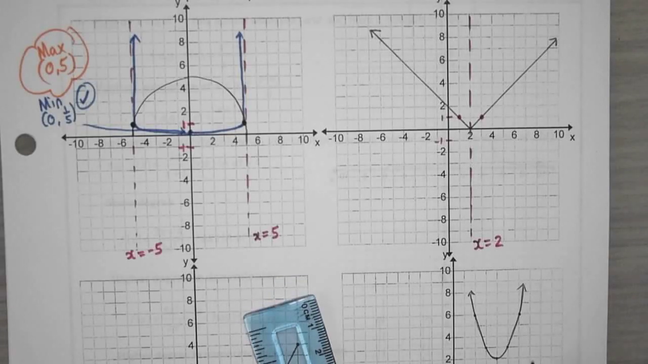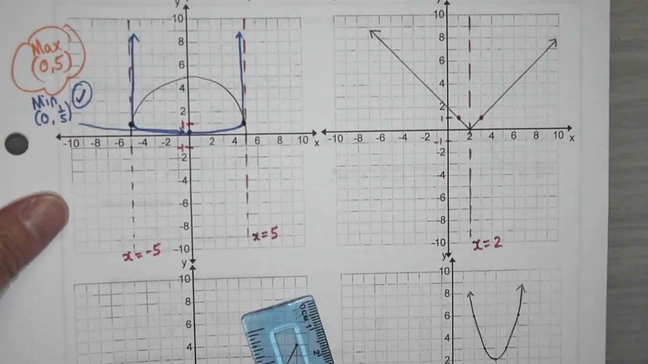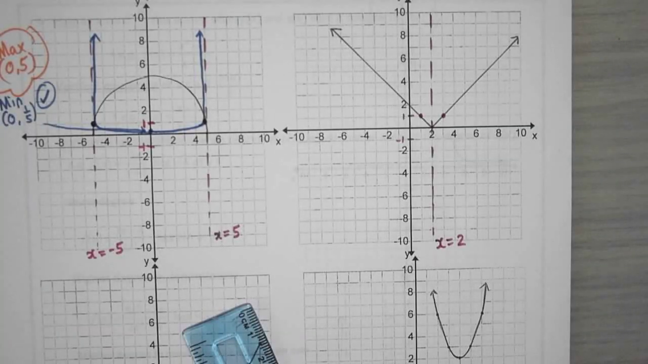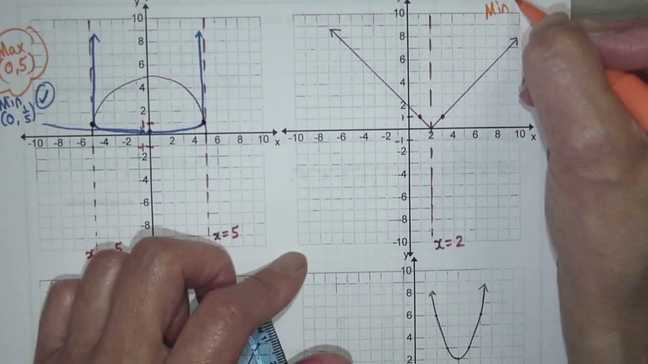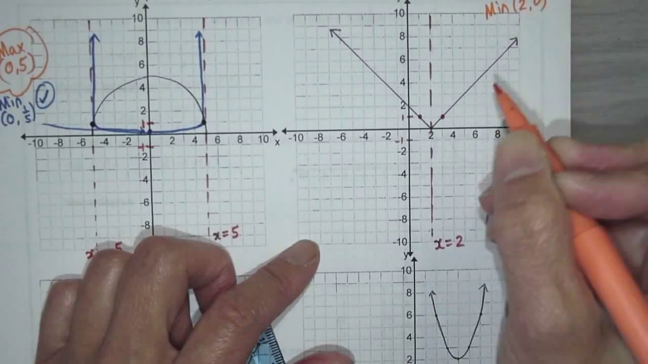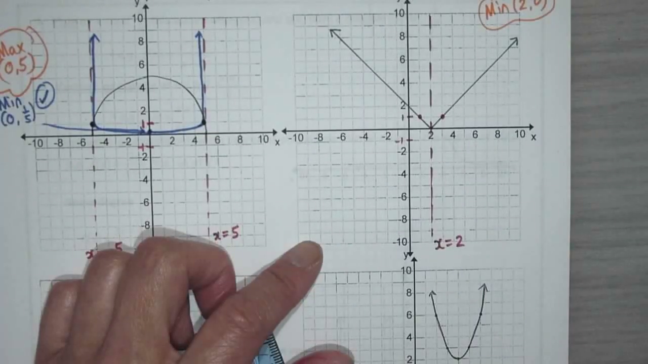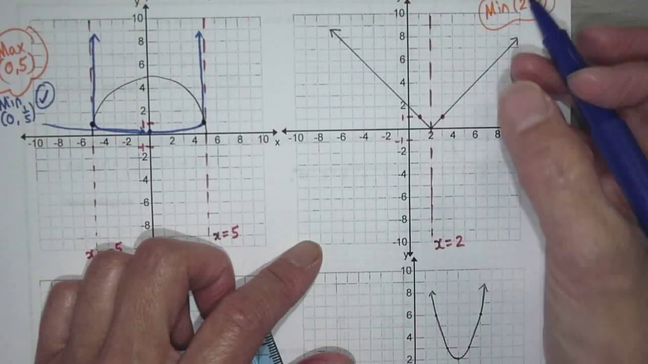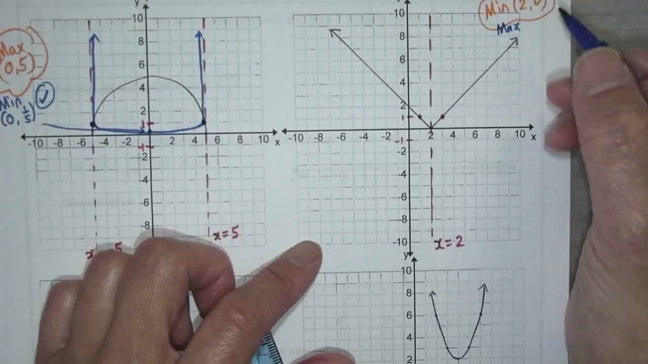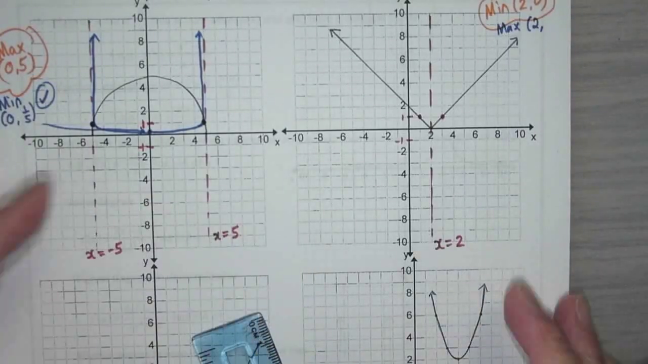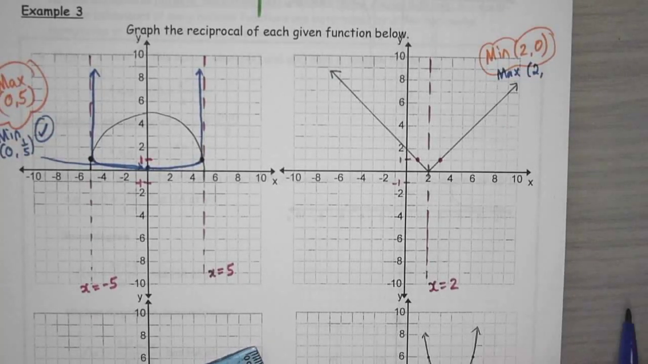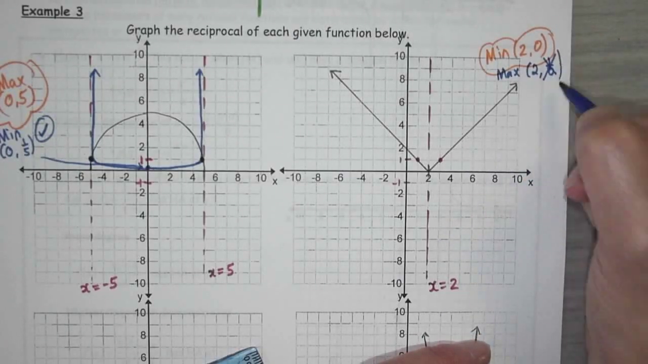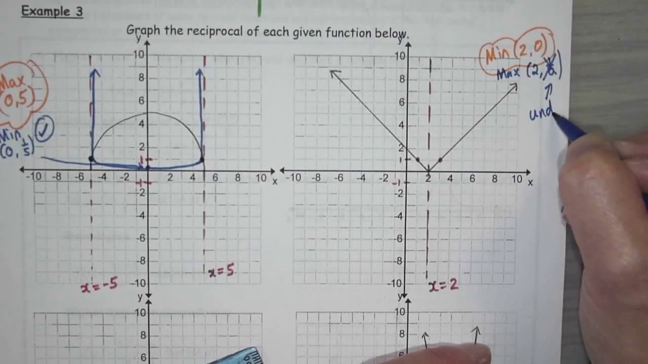Okay. Whatever's a max is now a min. Whatever's a min is now a max. So I have a min at (2, 0). I don't need to see that. I need to see the max. What's the max then? 2. What's the reciprocal of 0? No, not 0. Undefined. Can't do. Right? Undefined.